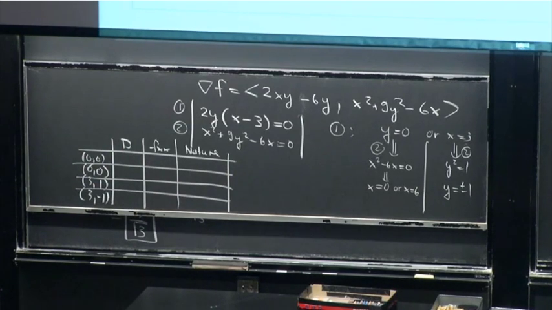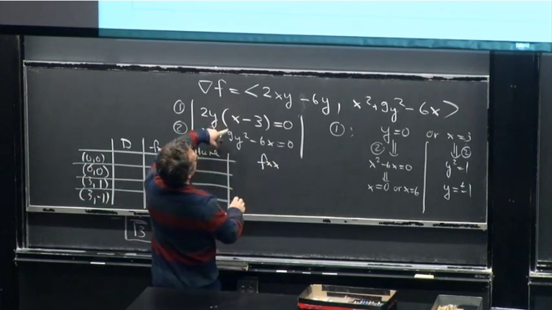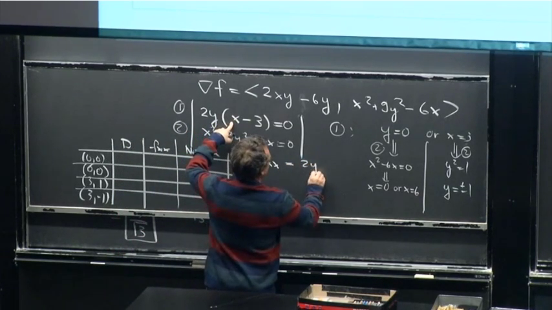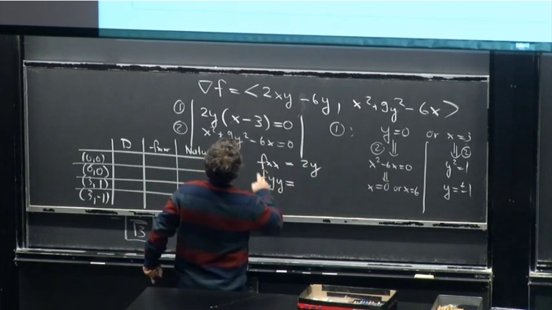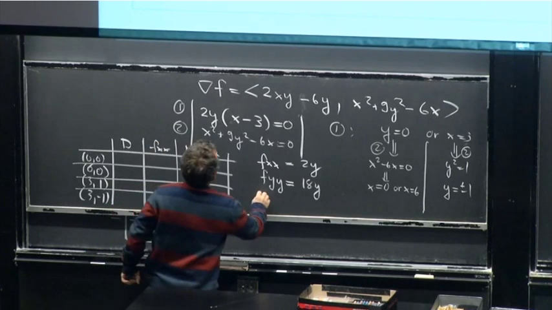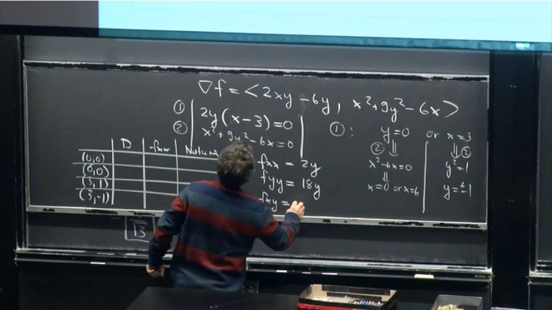So let's compute fxx. So fx is given here, fxx is just 2y, and fyy is equal to 18y. And fxy is 2x minus 6.